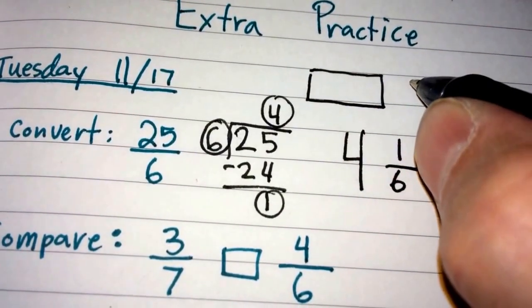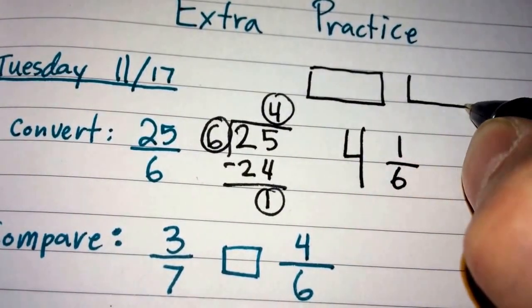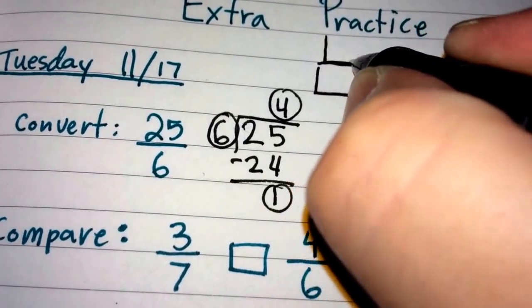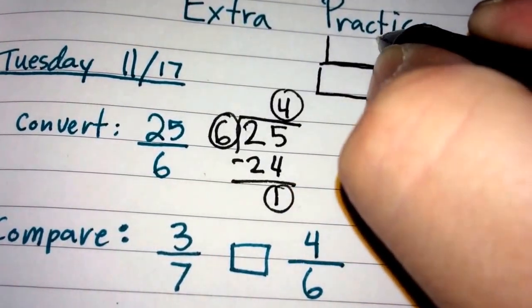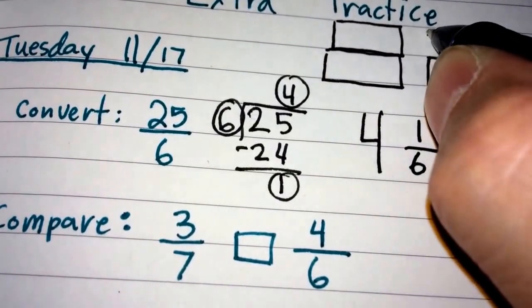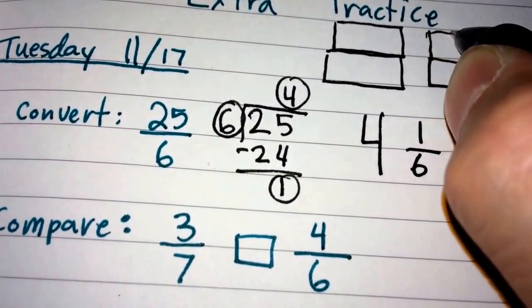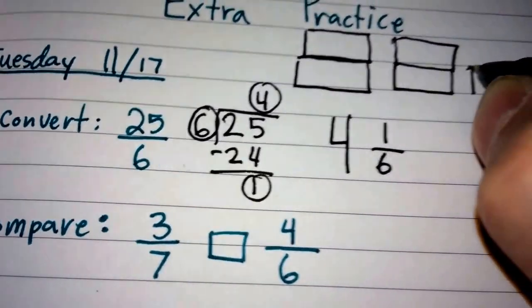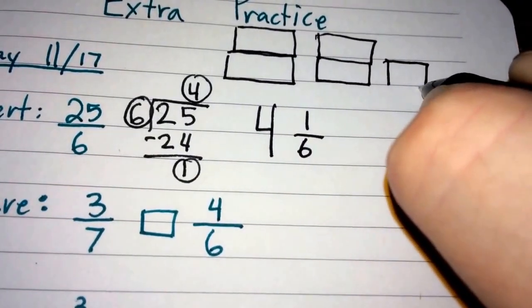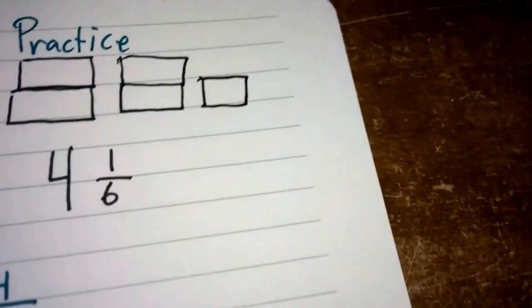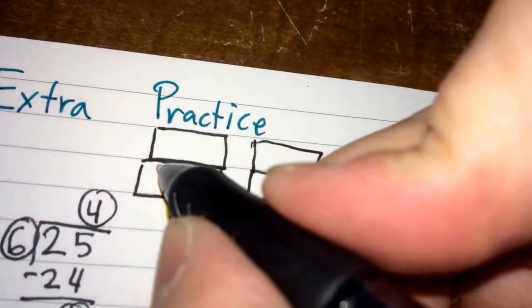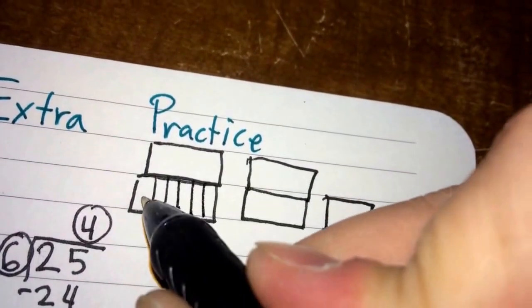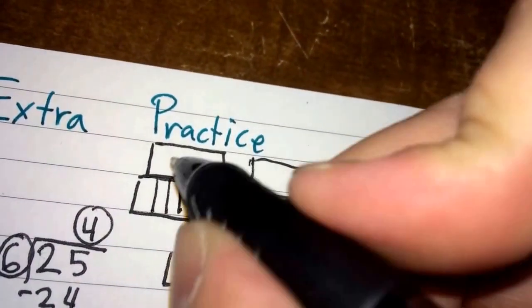1, 2, 3, 4, and 5 wholes, okay? I've got 5 whole candy bars. Now, 1, 2, 3, 4, 5 gives me 1, 2, 3, 4, 5, 6 pieces.